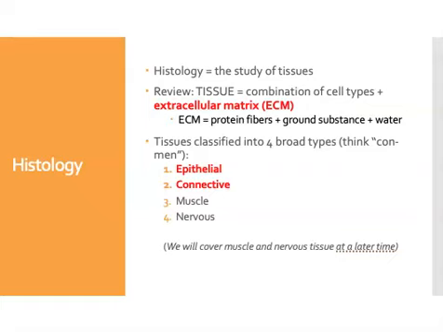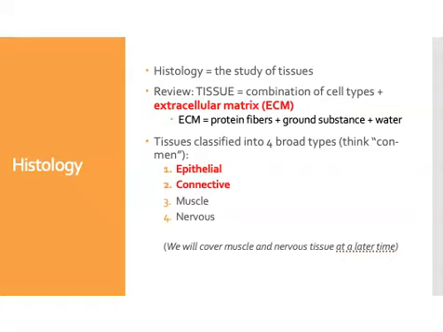Now, when we talk about the body, there are 4 specific types of tissue that are found within it. 4 very broad categories of tissue. The first is called epithelial. The second is connective. The third is muscle. And the fourth is nervous. So throughout the body, there are these 4 types of tissue.